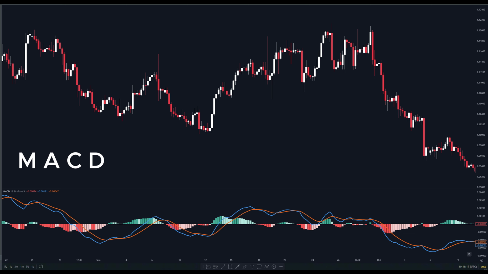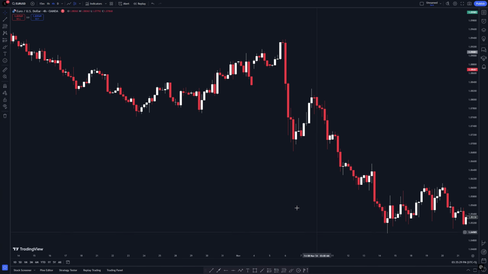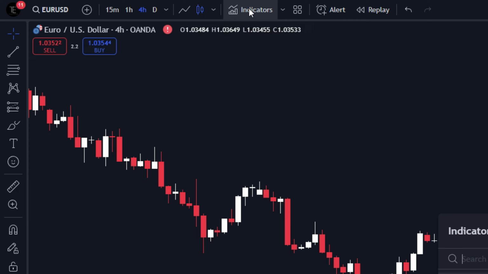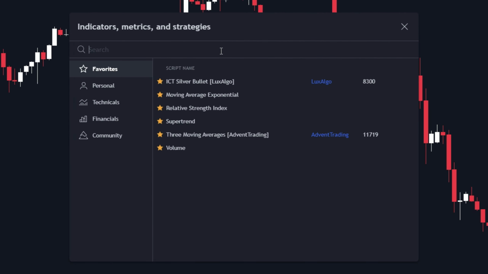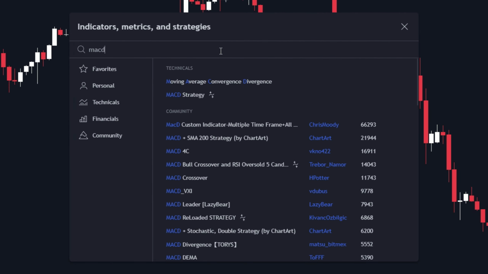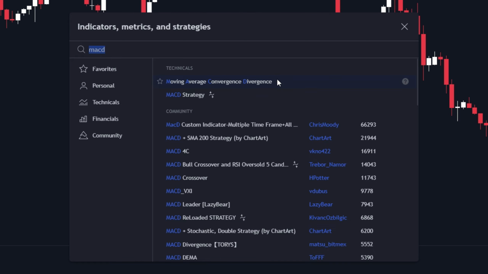The MACD is also known as Moving Average Convergence Divergence. This indicator is one of the simplest and most popular trading indicators, used by a lot of traders to analyze the market and to identify the market direction. Essentially, it is a trend-following indicator that shows us the relation between two moving averages. To apply it on the chart, go to the Indicator tab at the top right corner and search for MACD. Then click on this Moving Average Convergence Divergence to apply it on the chart.